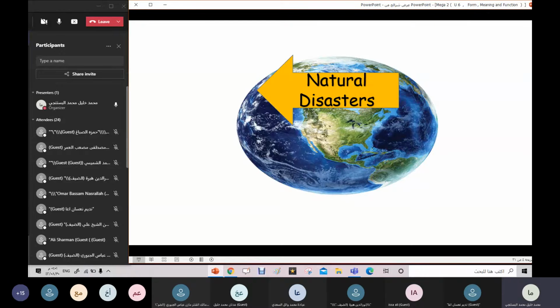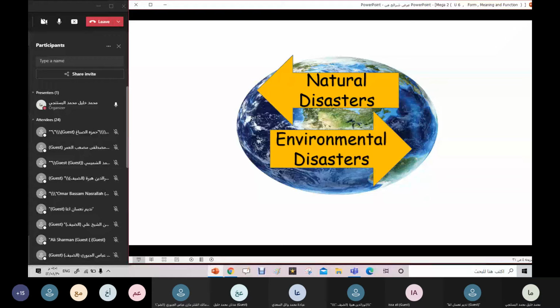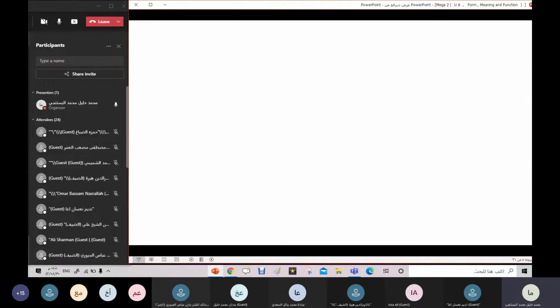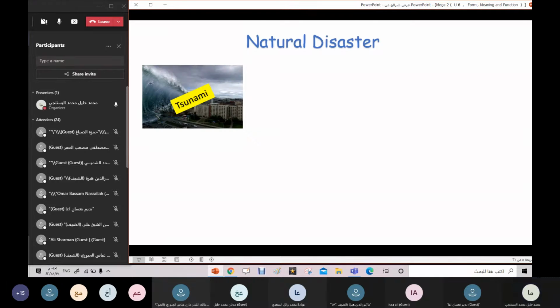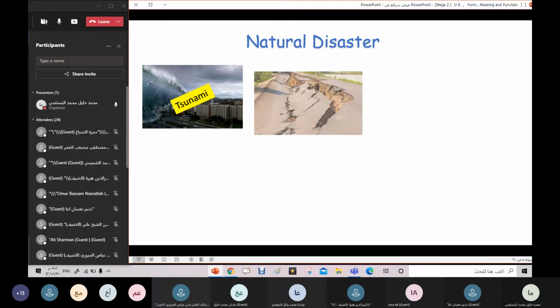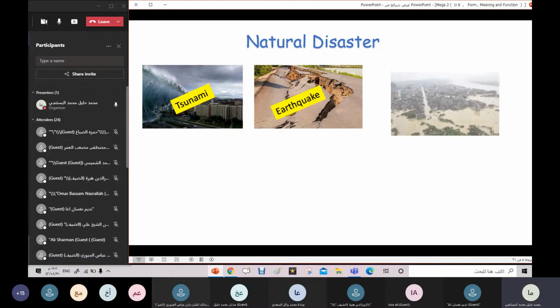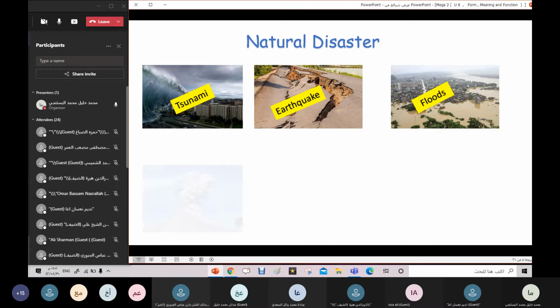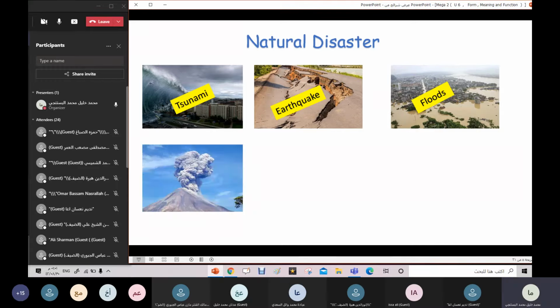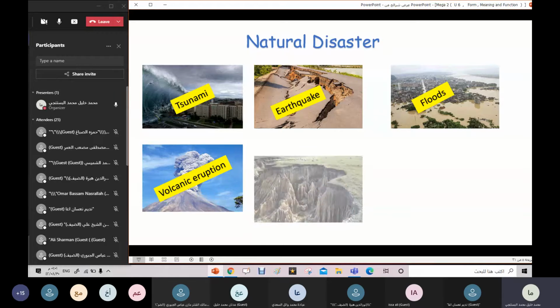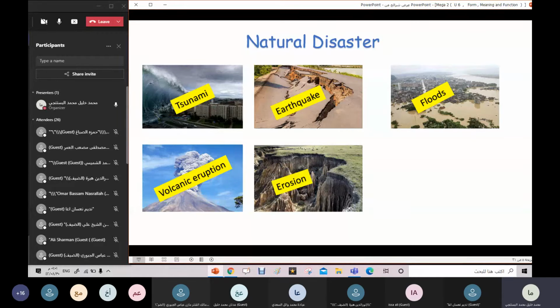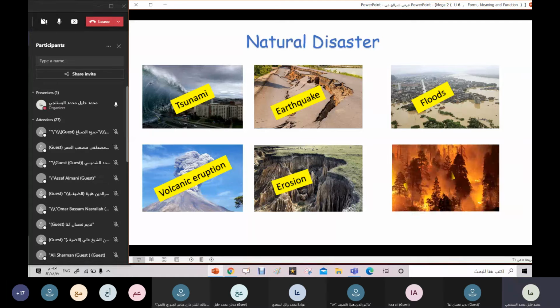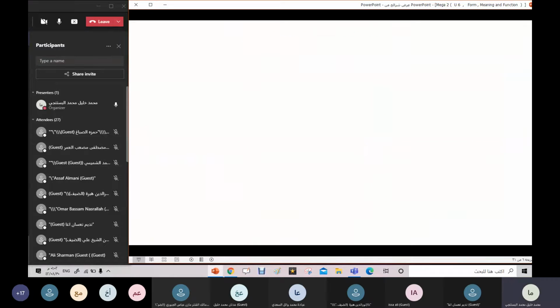Now, as you know, we have natural disasters and environmental disasters. Look at the pictures. According to the natural disasters, we have what? This is a tsunami, or hurricanes, tornado, etc. Earthquake, flood, volcanoes, volcanic eruption, erosion, and fires, forest fires. These are the natural disasters.